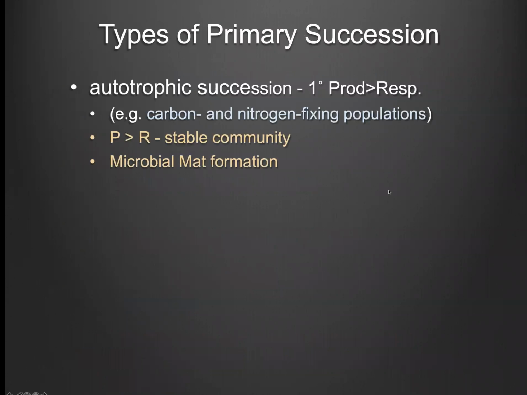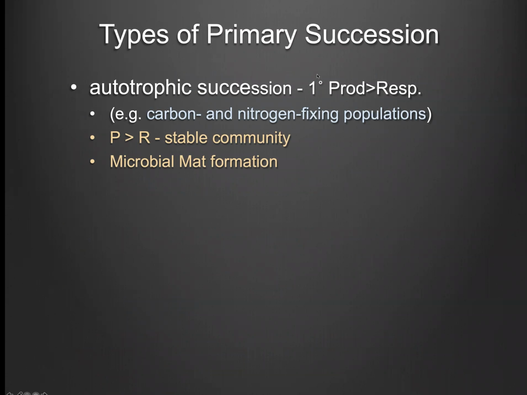So let's look at some primary successions. The first one I've already alluded to is microbial mats. This is an autotrophic primary succession. In this case, primary production, right? That's the shorthand for primary production being greater than respiration. And so this is going to be very common with carbon and nitrogen fixing populations. Microbial mats dominated by things like cyanobacteria will be very common.